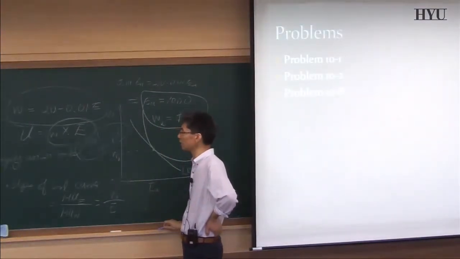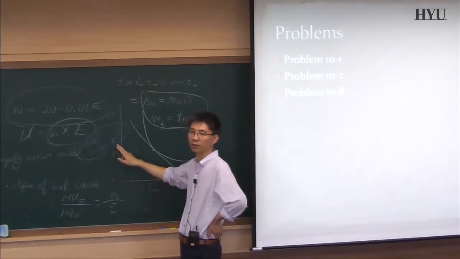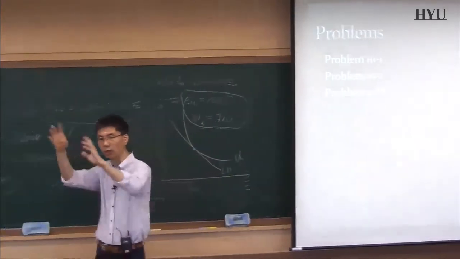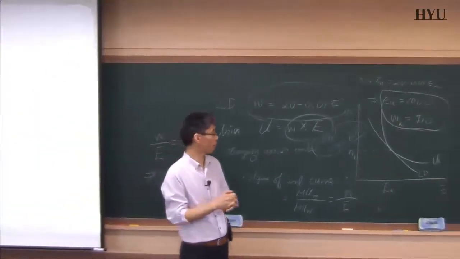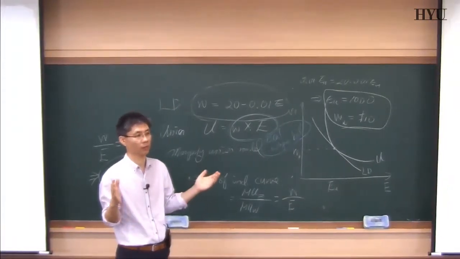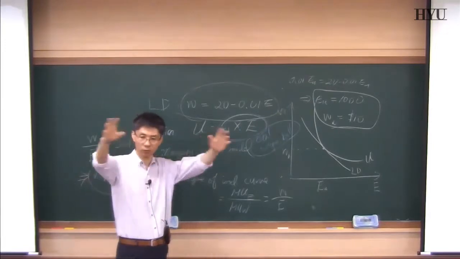So in this first case, what the union tries to do is to maximize the total wage bill. They want to maximize how much in total their members get. That would be one possible utility function for union members. What they try to do is maximize how much they can get in total.